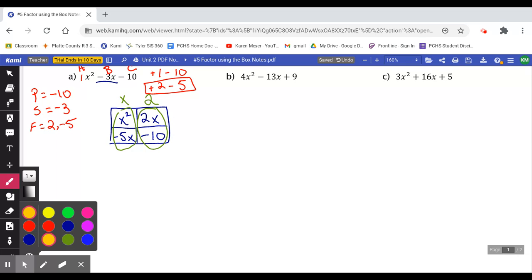So now we're going to look at our rows. So we're going side to side. x squared and 2x. What do they have in common? Well, they both have an x. And then -5x and -10. What do they have in common? Well, they're both divisible by 5. And here's a tricky part. We can't start with a negative. So right there, that means we have to take a negative out because we start with the negative.